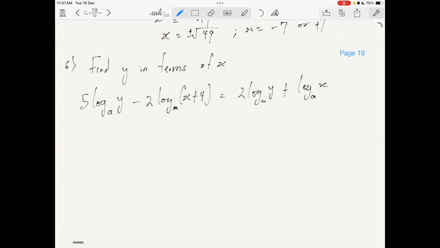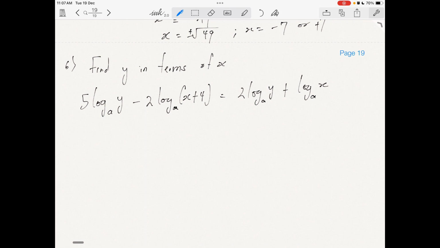Now the first thing we check is, are they all of the same base? Yes, if they are all of the same base, good thing. If they are not of the same base, then we change our base. Remember how we used to change base. So now this one shows that they are all of the same base. Now I want to find y in terms of x.